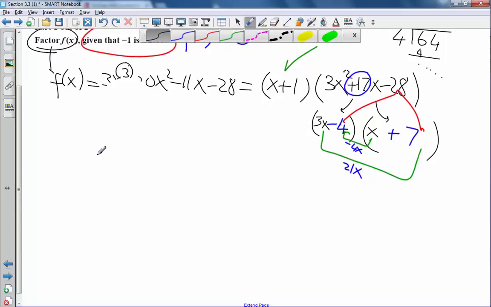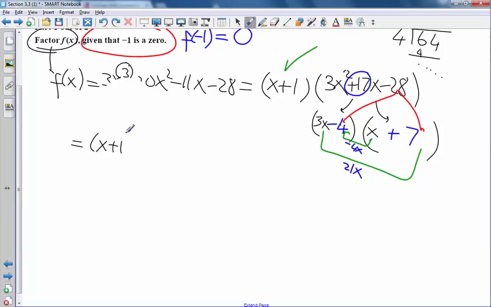So I think we're done. Factor it. And we did. The total factoring is x plus 1, 3x minus 4, x plus 7. Any questions? That will be part 1, I think. There was a second part.